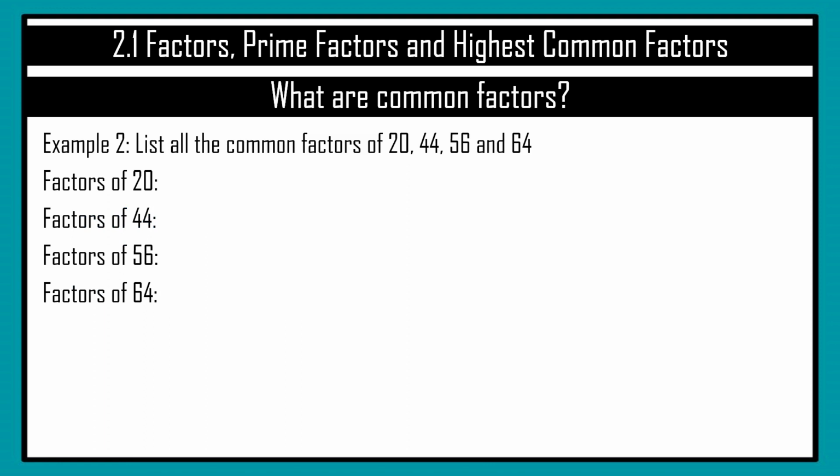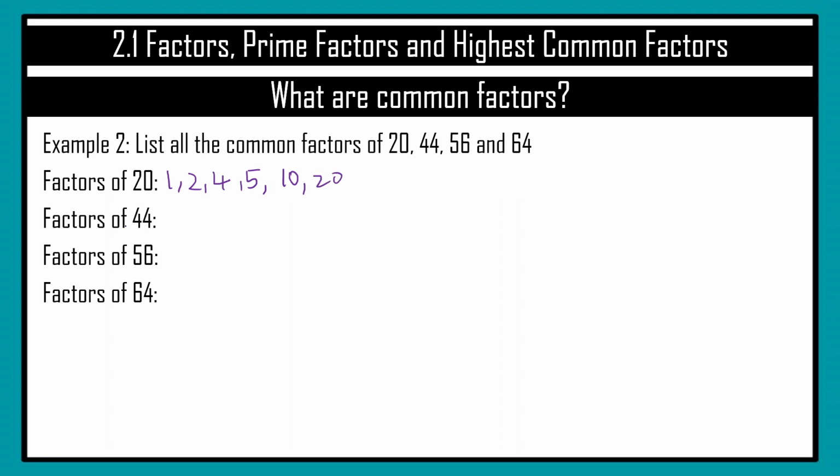The next example asks us to list all the common factors of 20, 44, 56 and 64. Like always, we are going to list the factors first. I'm going to list out the factors of 20. We got 1, 2, I don't think 3 should be in, 4, the next number should be 5, 10, 20.